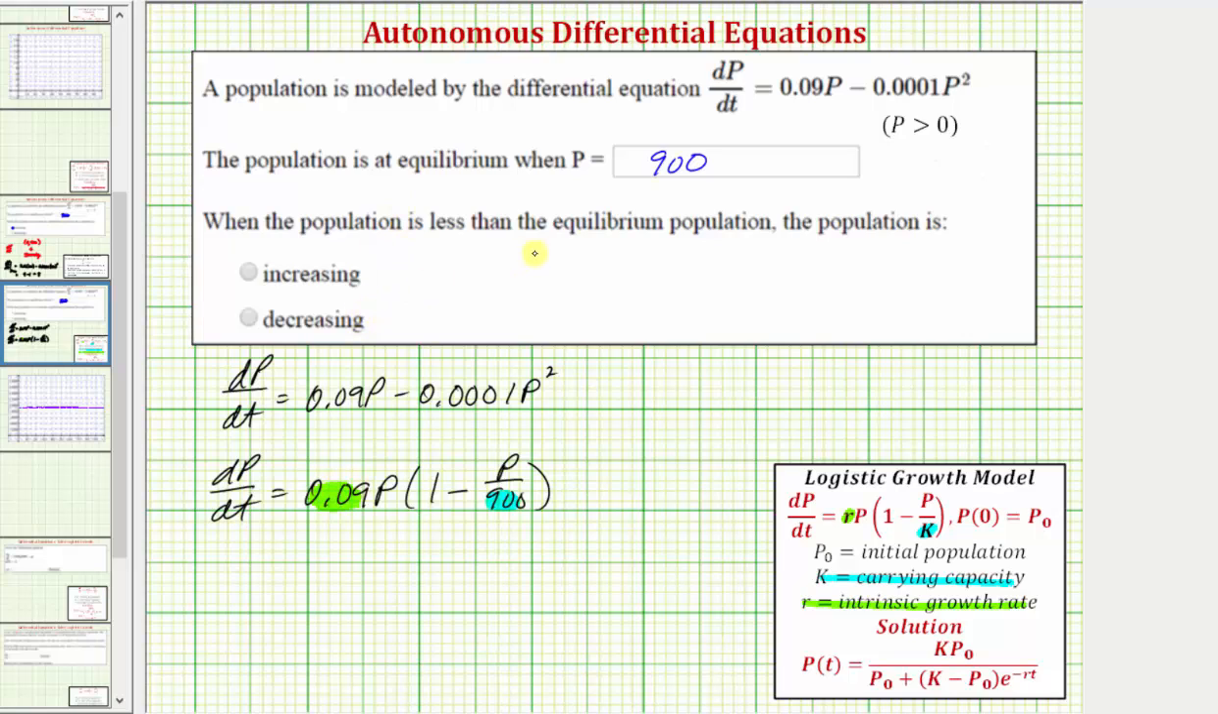To answer this last question again, we still have to select a test value in the open interval from 0 to 900. So again, if we use 100, we'd have 0.09 times 100 times the quantity 1 minus 100/900, or 1/9. Notice how each of these factors would be positive, and therefore dp/dt is positive in this interval, which again verifies the population is increasing when it's below the equilibrium point. So not all autonomous differential equations model logistic growth, but in this case it does, so we do have two possible approaches to answer this question.